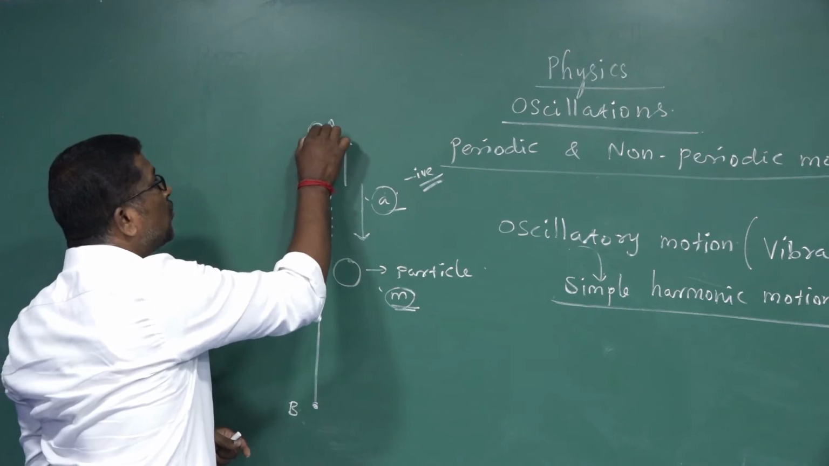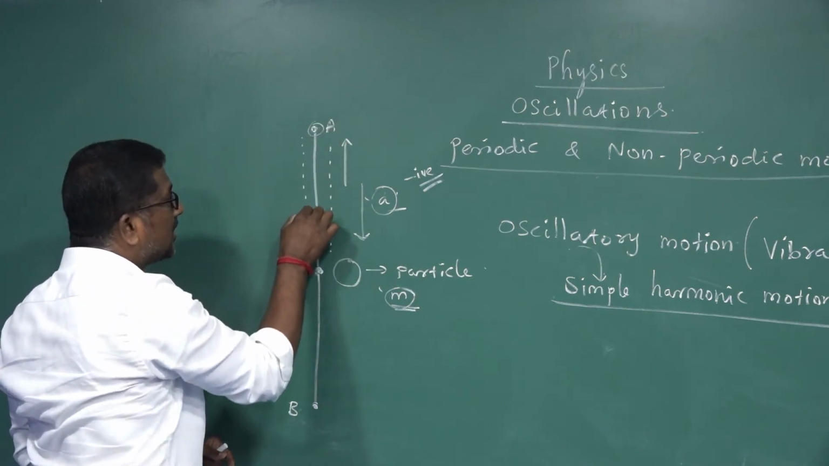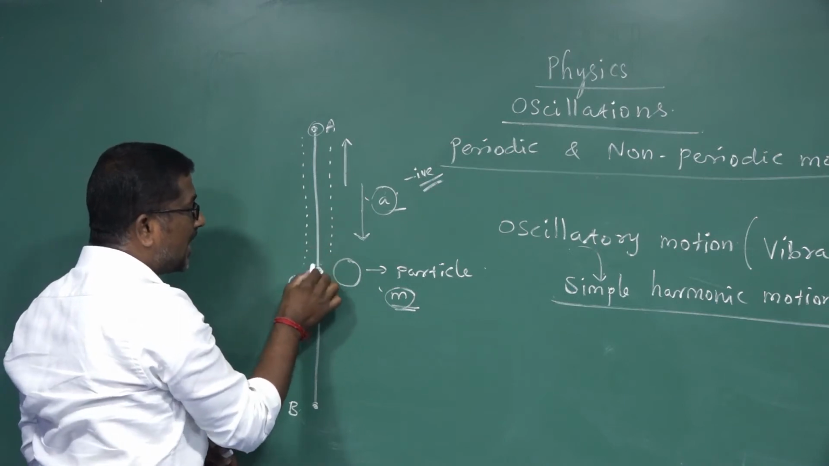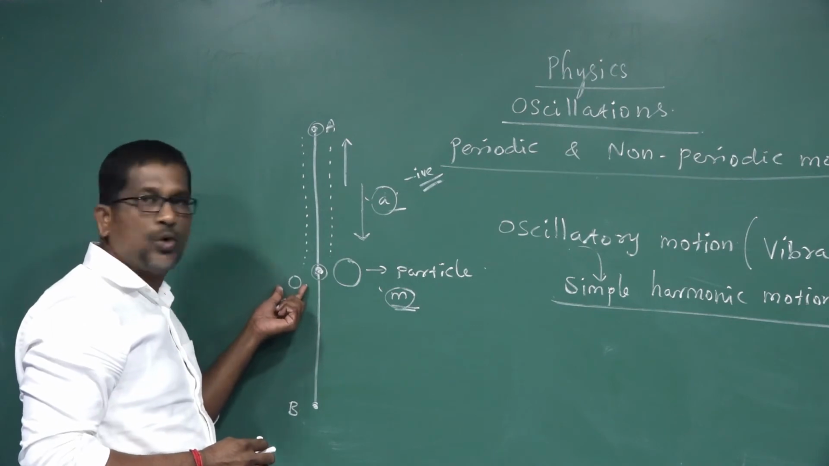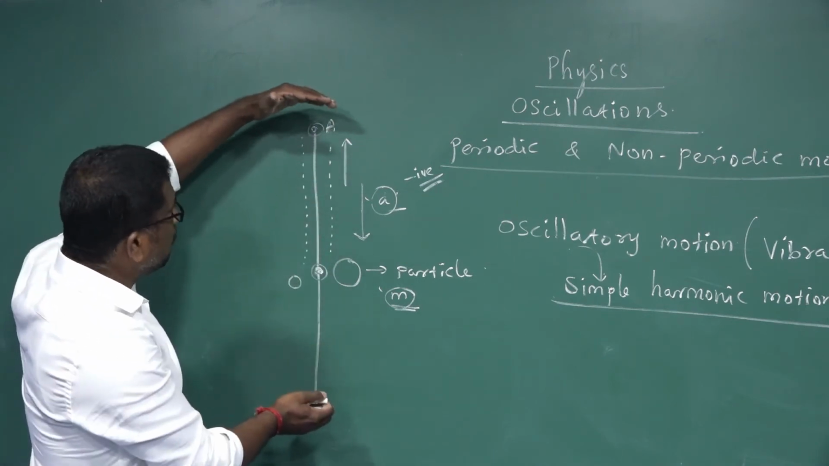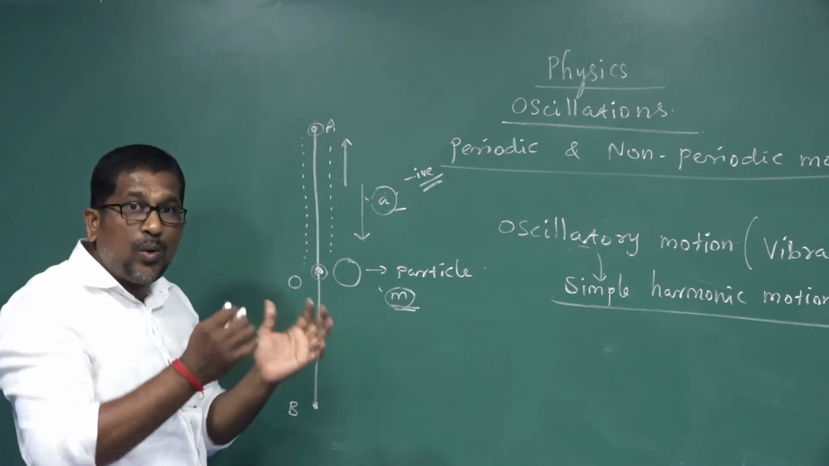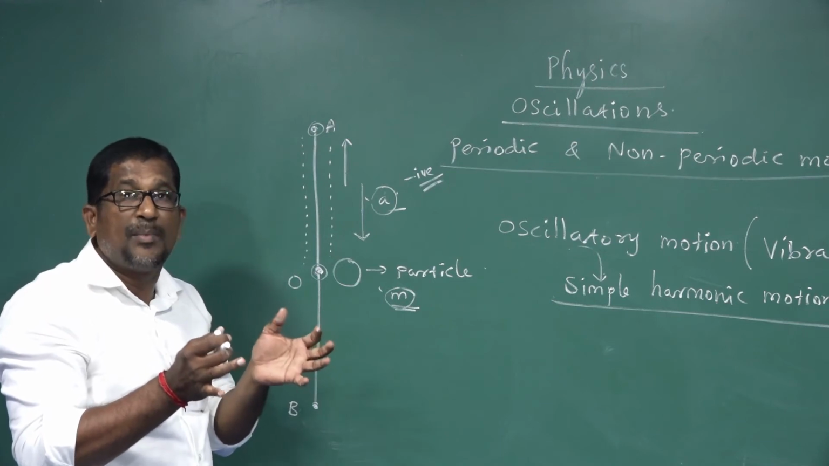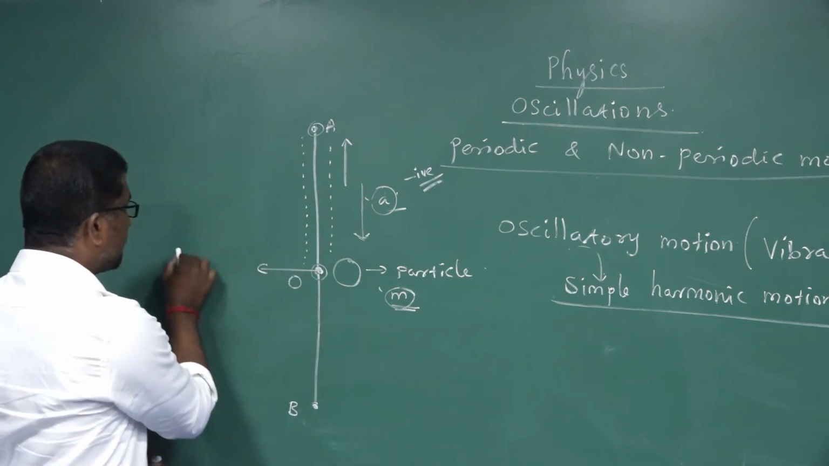Suppose the particle moves again from A to O, the velocity of the particle gradually increases and it becomes maximum at the point O. So if the particle moves between the 2 points A and B about a fixed point, the position where the velocity of the particle is maximum is called the mean position or equilibrium position.